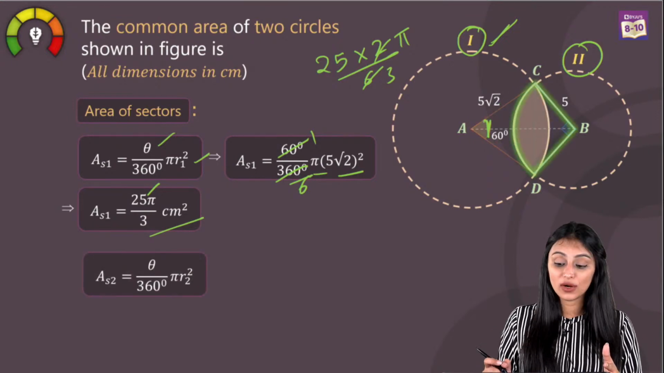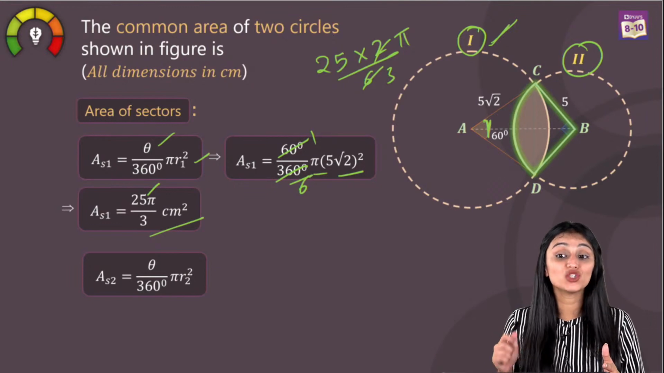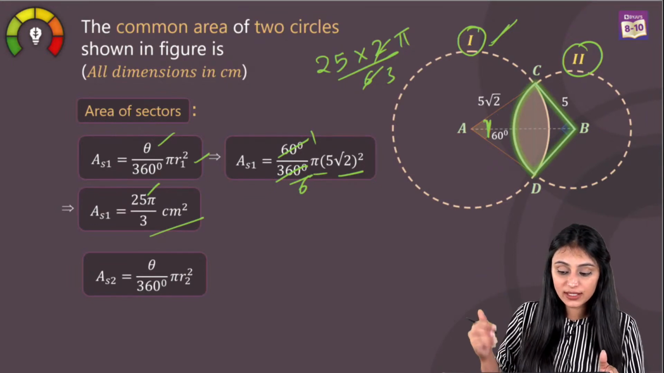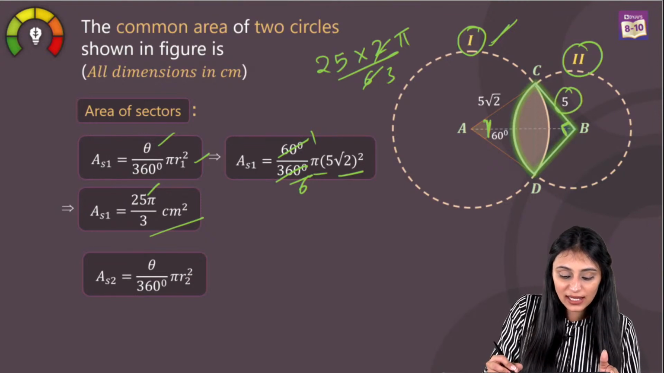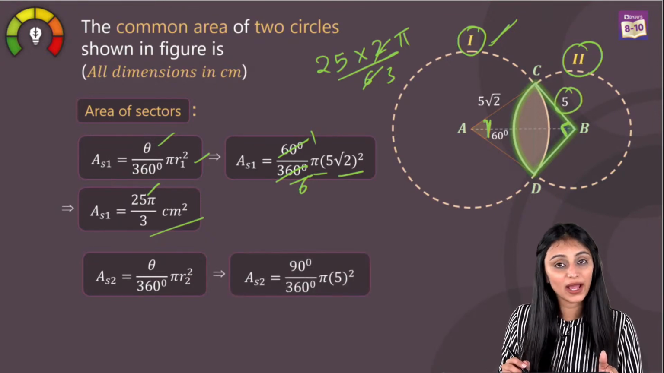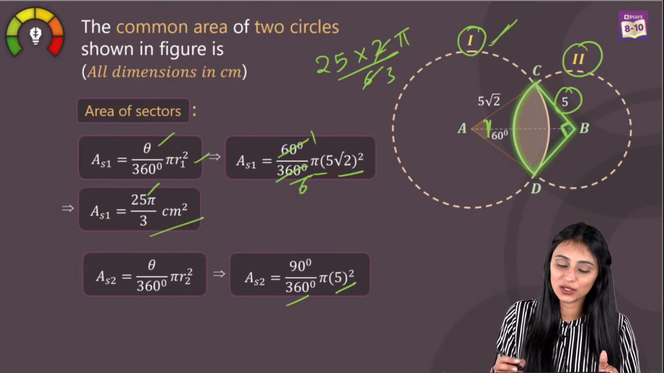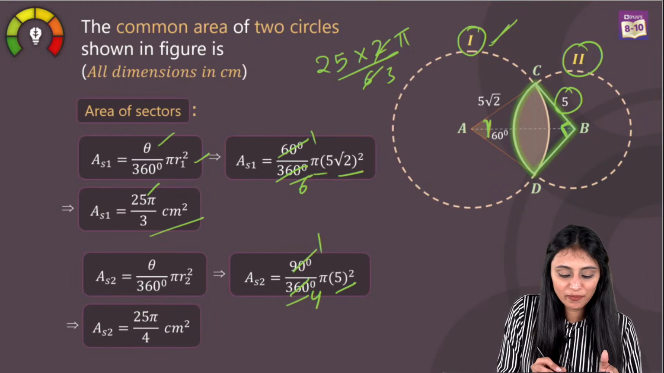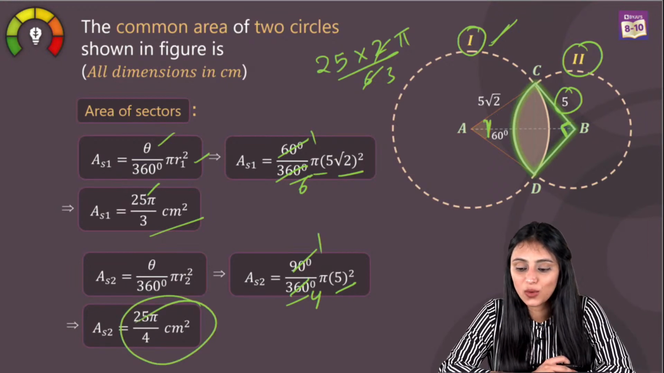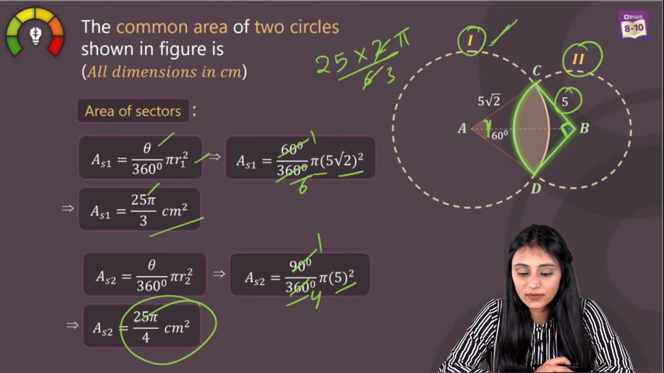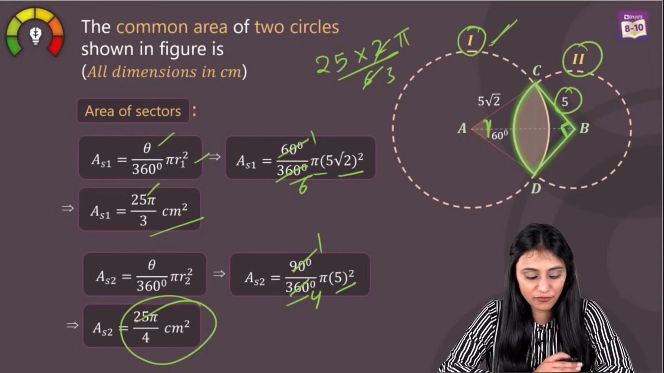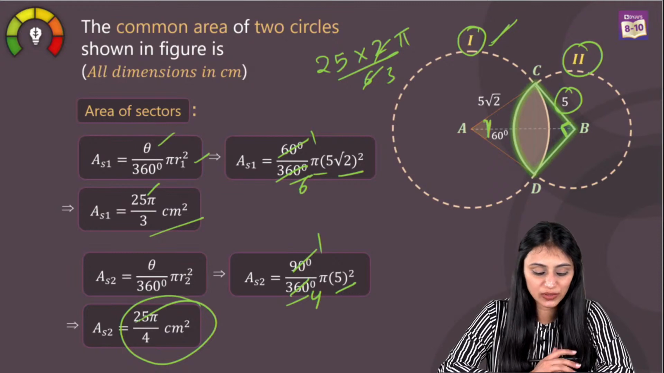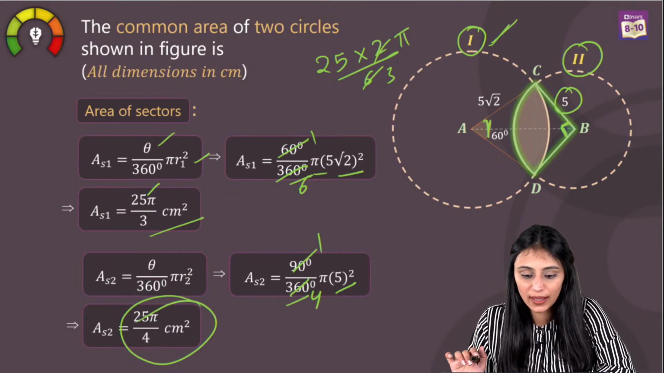Cool. Now we will solve for sector 2. Can you see the portion highlighted in green over here in this figure? The radius is 5. The angle is given, that's 90 degree. That's theta by 360 times pi r2 square, which is 90 by 360 times pi 5 square. That's going to be 1 by 4. So what do we have here? 25 pi by 4 centimeter square. Yes, 25 pi by 4 centimeter square. That's the area of sector 2. So we have got the areas for both the sectors now.